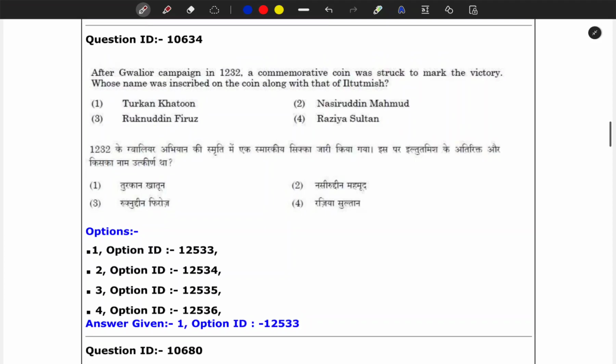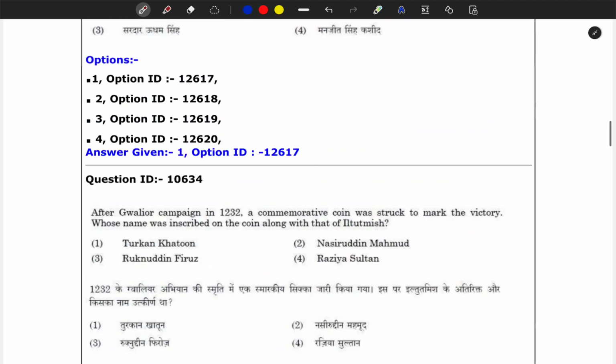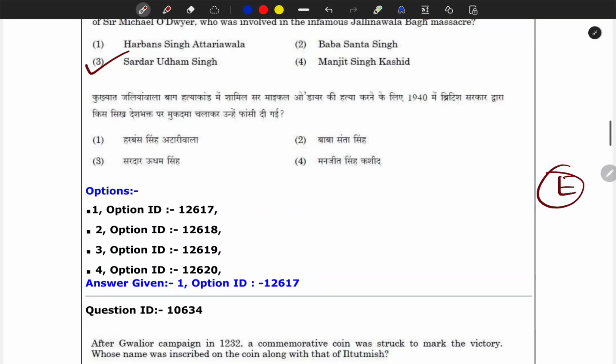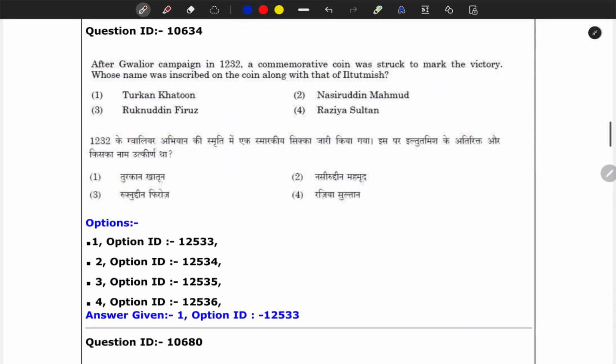If you don't know it, you have to go through the basic facts and basic things. So here, this question was of very easy nature. Next question here is, after Gwalior campaign in 1232, a commemorative coin was struck to mark the victory, whose name was inscribed on the coin along with that of Iltutmish. So who could it be? This is a very easy question if you know the fact.